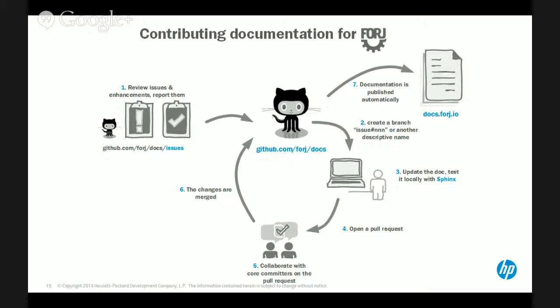Same or similar thing for the documentation. For the documentation, it's solely based on GitHub, and we leverage other services to publish Read the Docs documentation that you can consume. So docs.forj.io is the website where we publish the documentation.